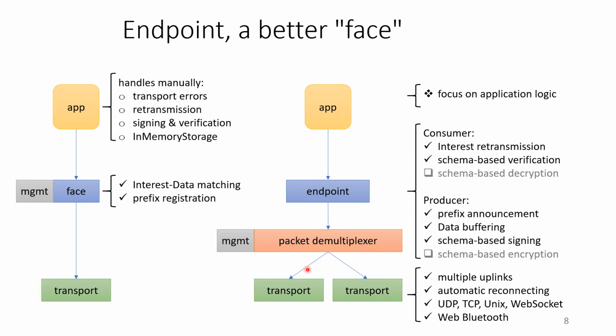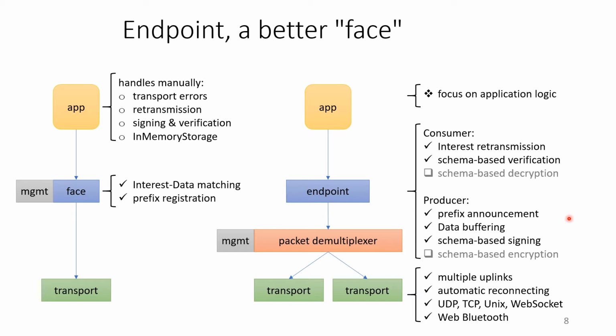Then built on top of the transports, we have the packet demultiplexer, which internally can forward the packet between endpoints and the transports. Then within the endpoint, a lot of features are already implemented. On the consumer side, there is automatic interest retransmission, which I will show later. There is data verification, which is based on trust schemas. And we also plan to have schema-based decryption.